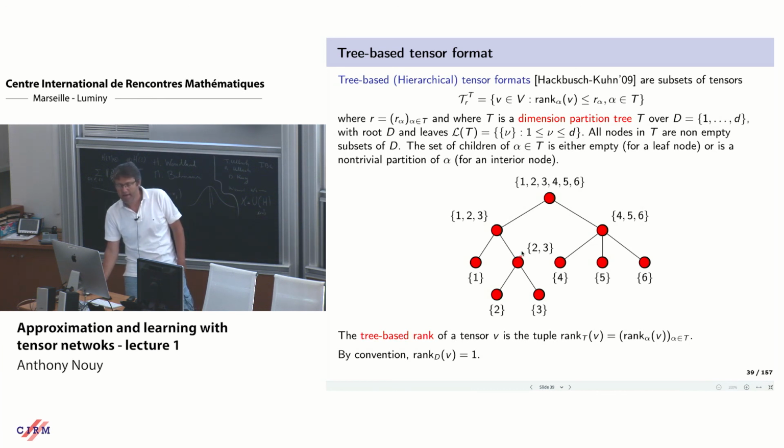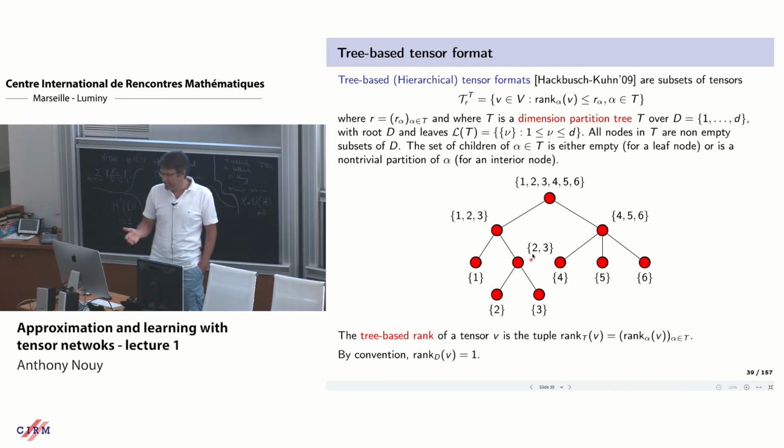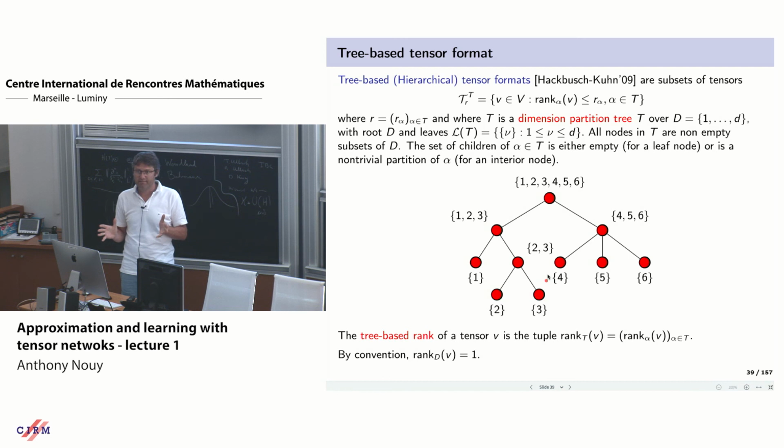Here, if I introduce this format, I cannot tell you what is the rank, let's say, of 2, 4. 2, 4 is not a node of this tree. I do not impose anything on this. It can be very high, maybe. Even if I impose low rank for any of these groups, maybe the rank of 2, 4 will be high. There is no constraint on other alpha ranks. I just impose these ranks.